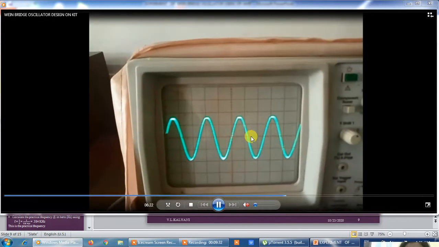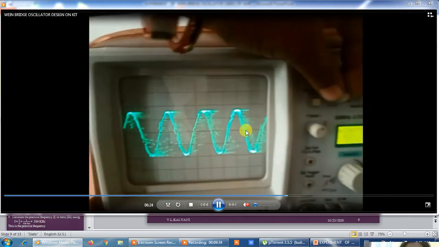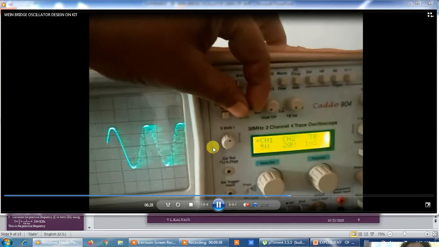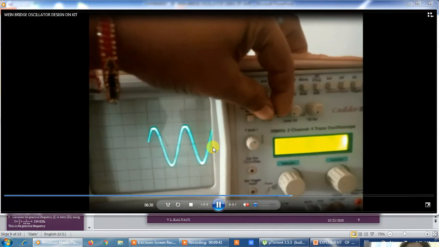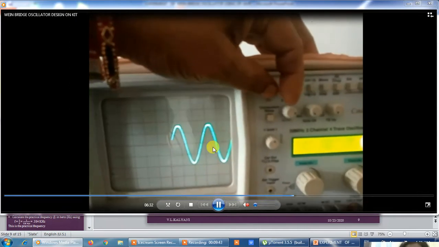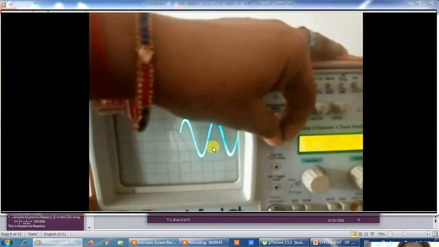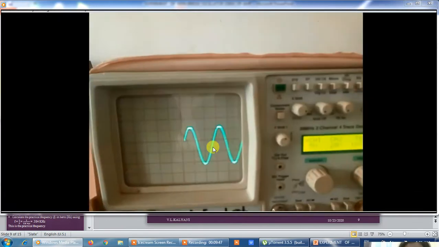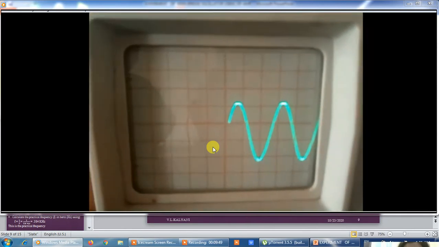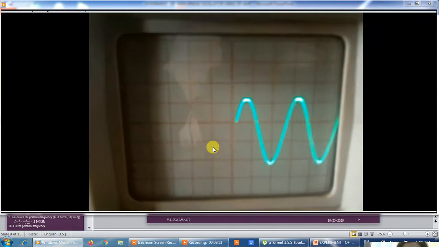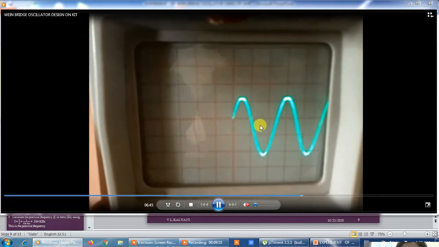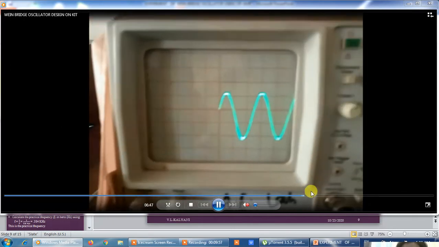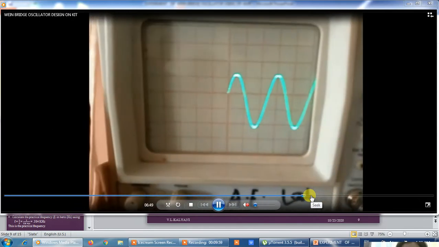So as you can see over here, the perfect output is here. So this is in the form of a sine wave. So you have to calculate the time period also. So set the position of this waveform and you have to calculate the time period. So here you can calculate the scale, and the time per division is also required to calculate the time period.